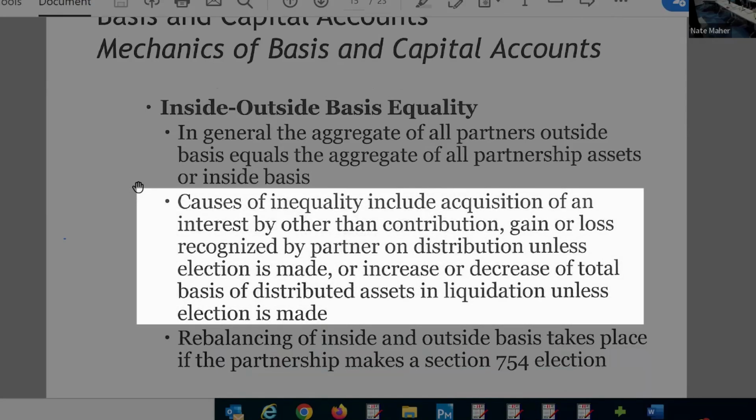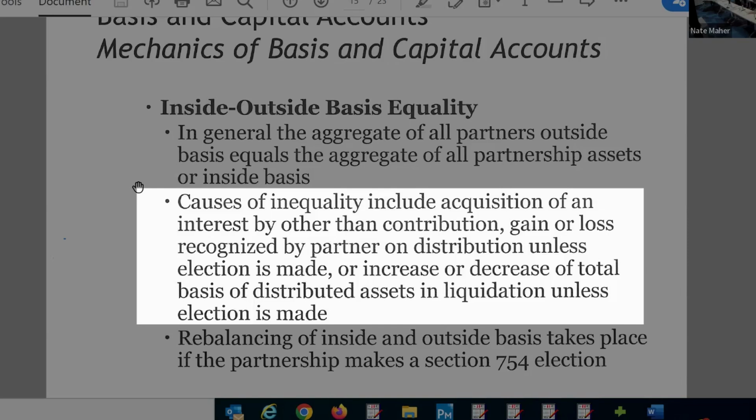Measure gain and loss on disposition. We're going to talk about that. Okay, this is causes of inequality: include acquisition of an interest by other than contribution, which would be purchase, right, Austin? Correct.